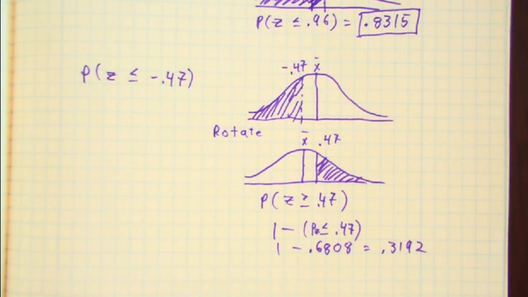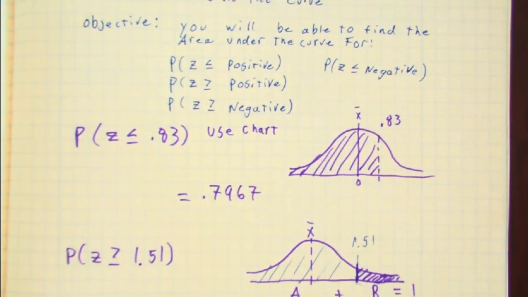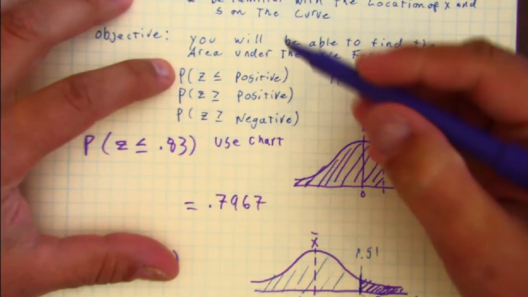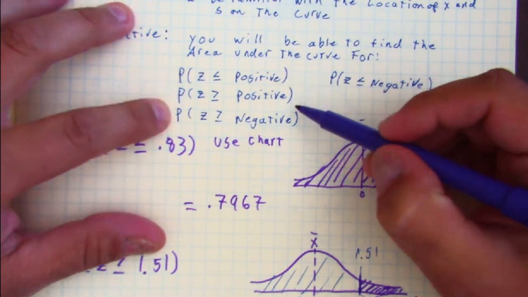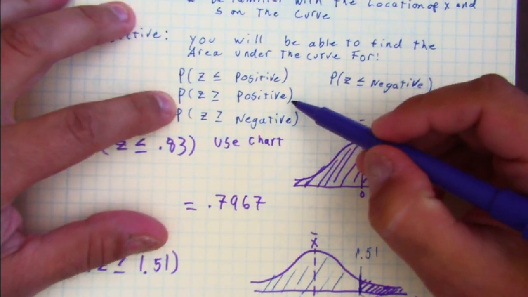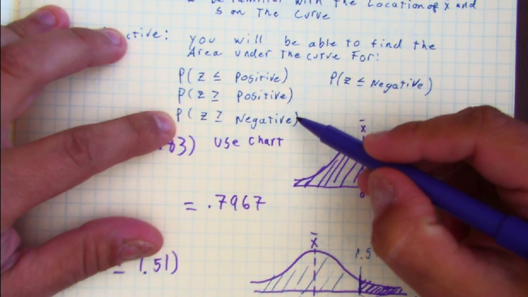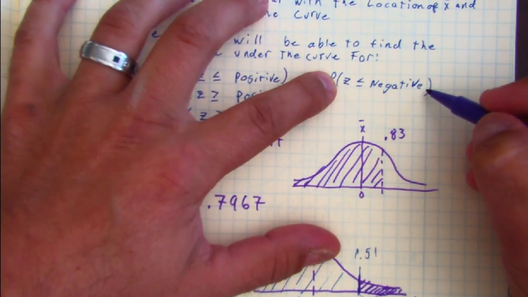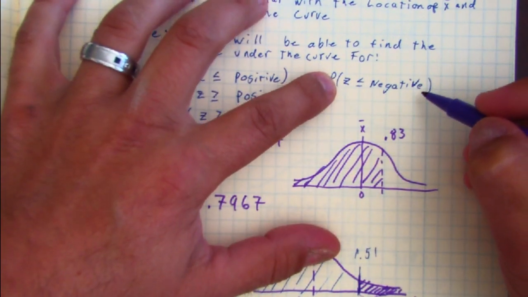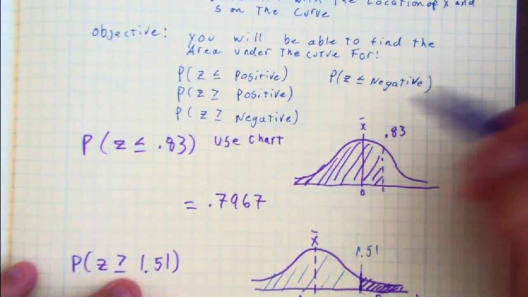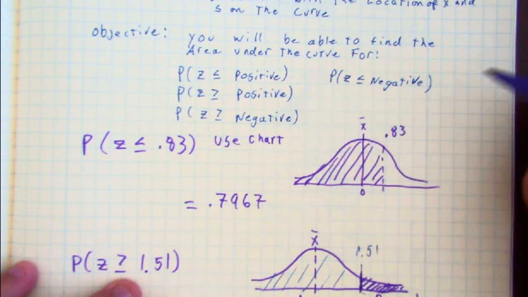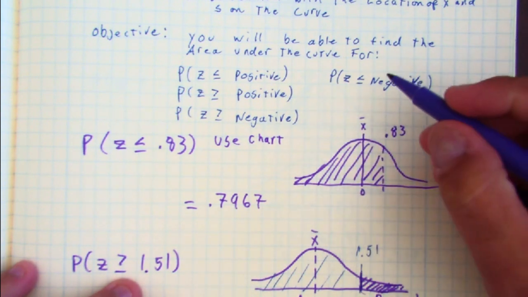Okay, in summary, what you learned in this lesson was how to find the area under the curve for a z-score less than a positive, for a z-score greater than a positive, for a z-score greater than a negative, and for a z-score less than a negative. As you do more examples, I'm sure it'll become clear to you, and if you didn't quite get what this lesson was about, just go back and watch it again.